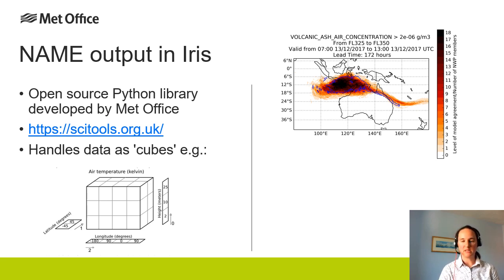So the whole object is designed to be self-describing. It describes not only itself and its units, but it also describes its coordinates and their units as well. And we've just got an example on the top right hand side of a NAME plot that was created using Iris.